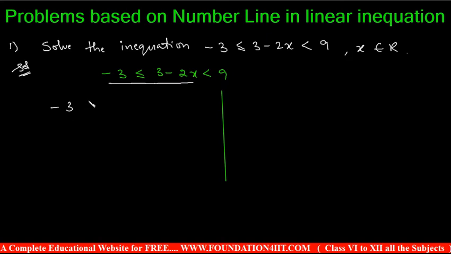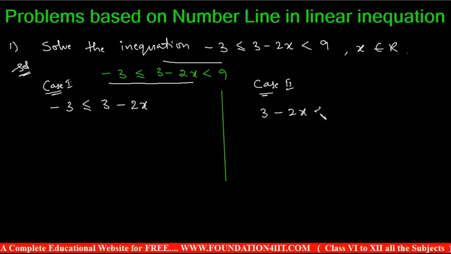That means minus 3 less than or equal to 3 minus 2x. We'll take that one and solve. This is case 1. And for case 2, take the last two. That means the middle expression, whatever it is, will be repeated. So that is 3 minus 2x less than 9. In this way you should take. Any problem is like this. I will show one more problem also after this. First two and last two: first two let us take and solve, and last two also let us take and solve. That means the middle will be repeated for both.